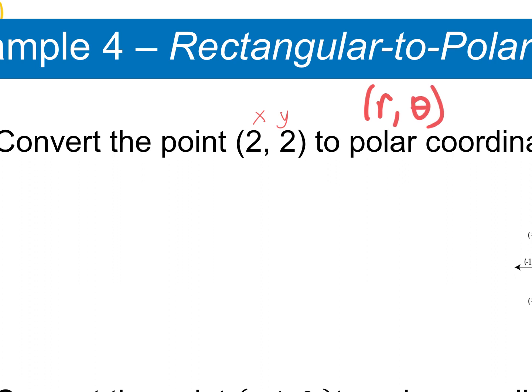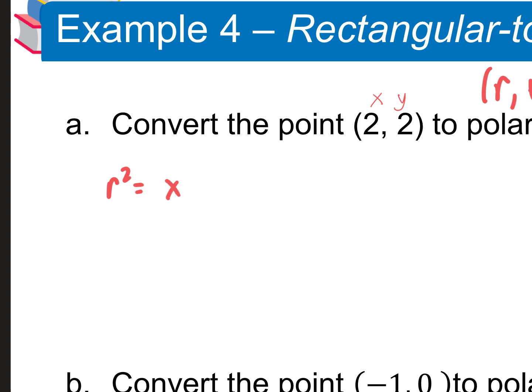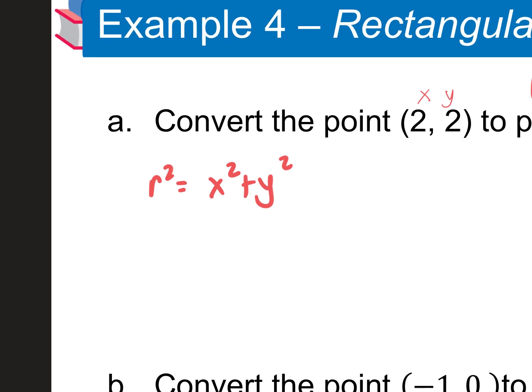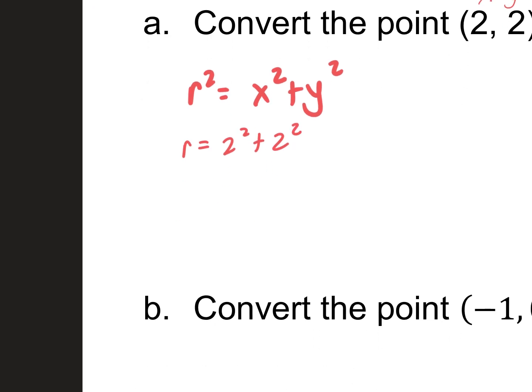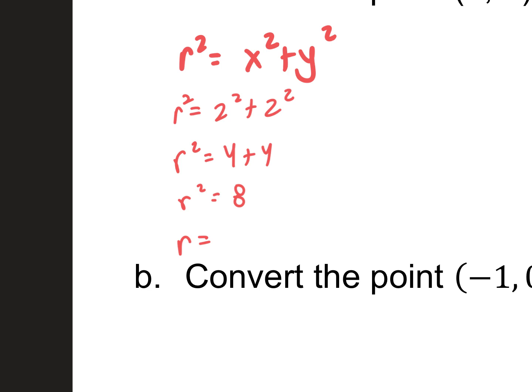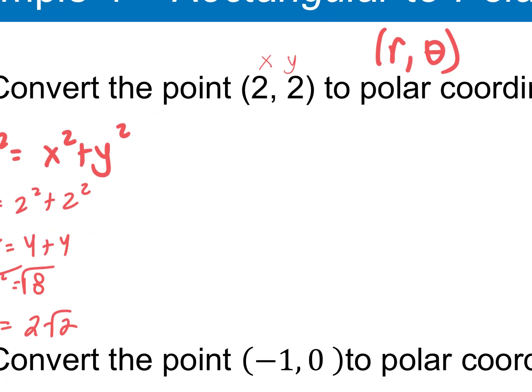So my r value, well, r squared is x squared plus y squared. Do we have the x and the y to use? Yes, so just plug it in. So r squared equals 2 squared plus 2 squared. So r squared equals 4 plus 4. r squared equals 8. I don't want r squared, I want just r. So what does r equal? 2 root 2. Now, somebody last period said it's plus or minus, isn't it? Which I agree. I totally agree. I'll show you why you don't need the plus or minus here in a second. But your r value, guys, is 2 square root of 2.